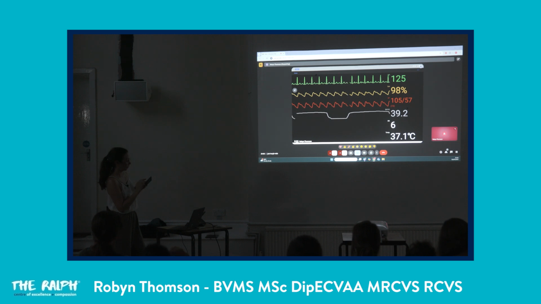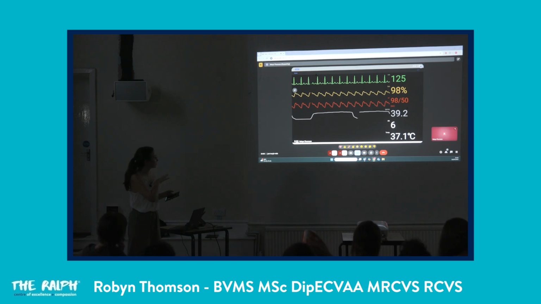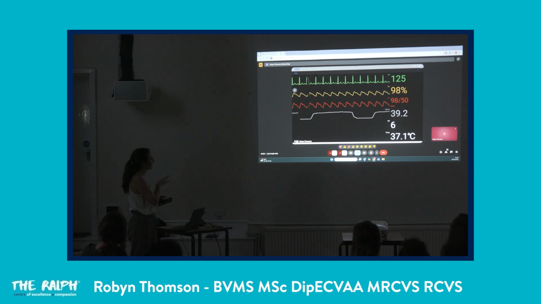Okay, so we've got to the end of the procedure. We haven't had to give him ventricular fluid. We popped our noradrenaline CRI on, and this is sort of where we've teetered around, and our patient's been quite happy and quite comfortable throughout. So the surgeon's closed, and we're now going to start thinking about recovery.